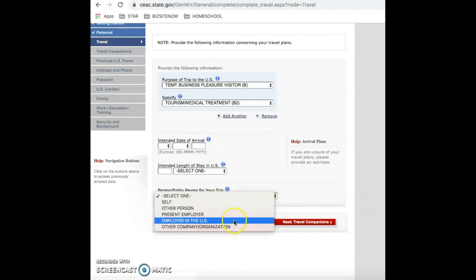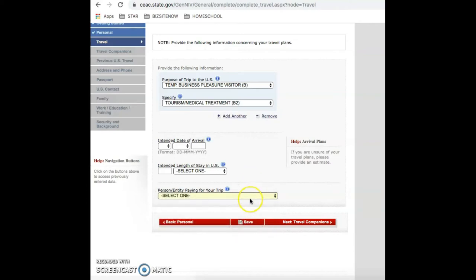But yung iba kasi, merong companies na nagsusponsor, so they put present employer or employer in the US. Yeah, so I will just cover those kasi personal experience, the first time I applied for a US visa noong 2008, yung employer ko yung nag-sponsor ng trip sa akin. So I placed present employer. And then when I renewed my visa last year, or rather this year, which is 2019, I put other person because it's my husband na magpe-pay for my trip.